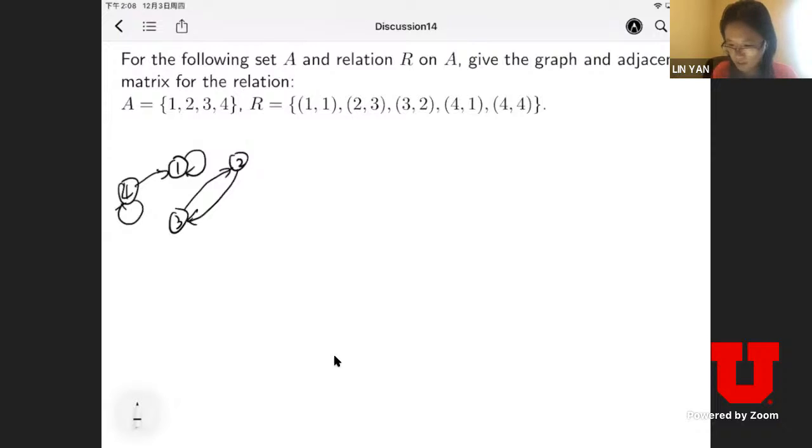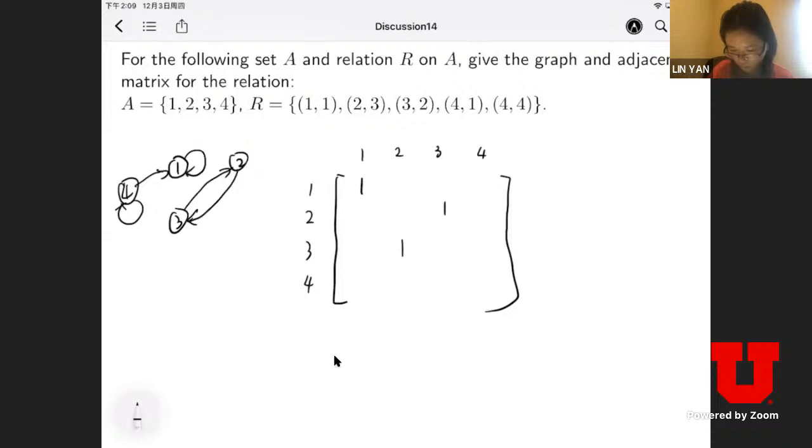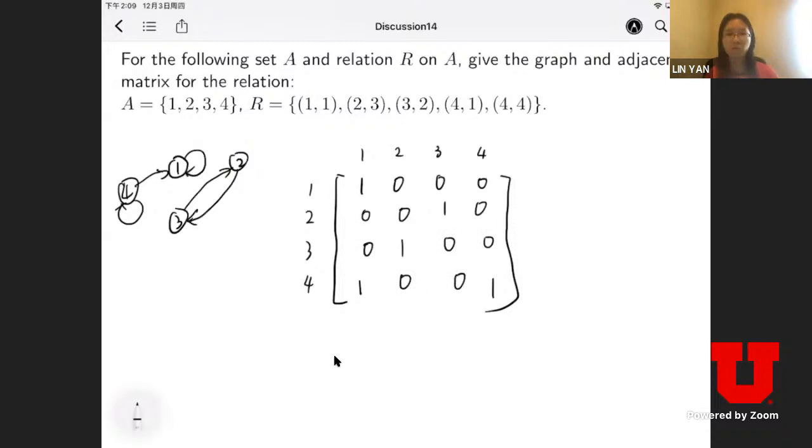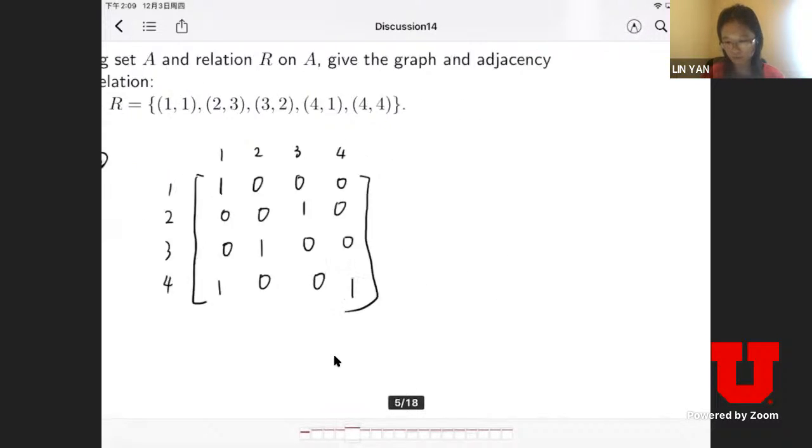And then we need to create the adjacency matrix. Because we have 4 nodes, the matrix should be 4 by 4. So we have 1 at position (1,1), 1 at (2,3), 1 at (3,2), 1 at (4,1), and 1 at (4,4). And we should write zeros in the other positions. So we are done with this question. If we don't have any questions, then we go to the next one.